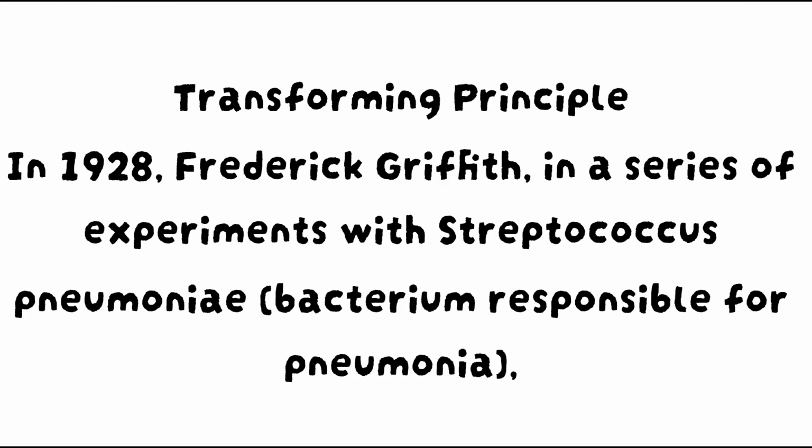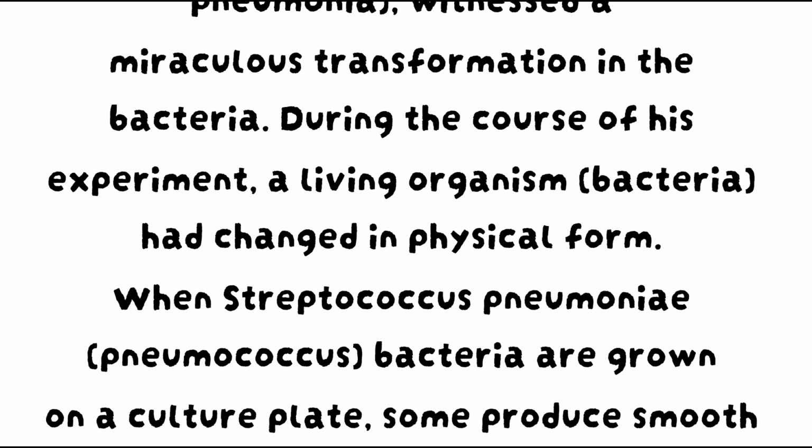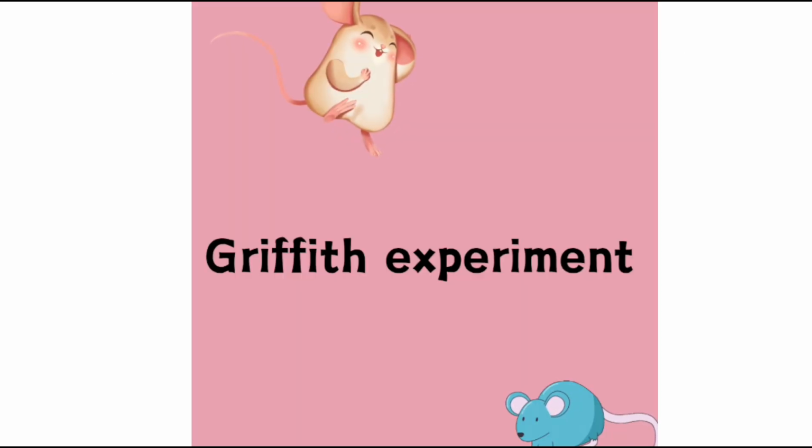In 1928, Frederick Griffith, in a series of experiments with Streptococcus pneumoniae, the bacteria responsible for pneumonia, witnessed a miraculous transformation in a bacteria. During the course of his experiment, a living organism, a bacteria, changed in physical form. When Streptococcus pneumoniae was grown on a culture plate, some produced smooth shiny colonies, which are S, while others produced rough colonies, R.